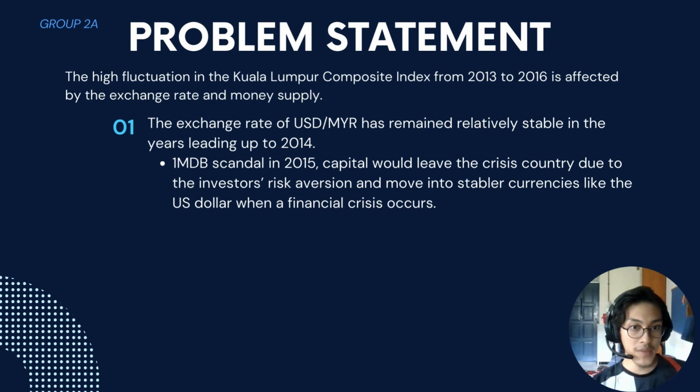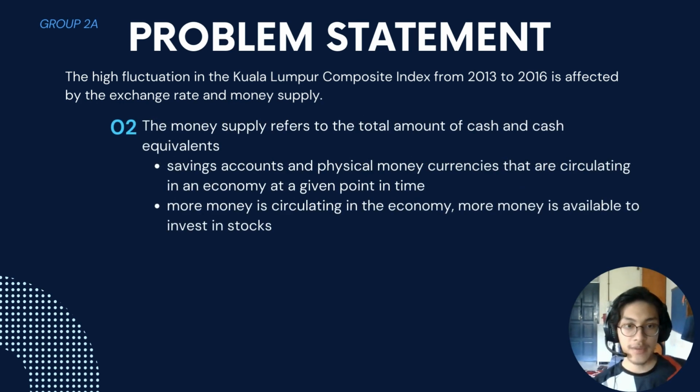But after the 1MDB scandal in 2015, capital started to leave the country due to investors' risk aversion and would move to stabler currencies like the US dollar when a financial crisis occurs. This causes the Malaysian ringgit to depreciate against the US dollar, lowering its currency value and increasing the USD MYR exchange rate.